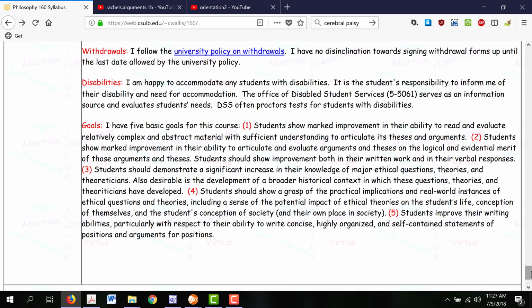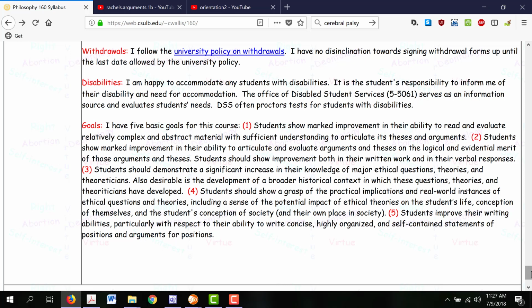The third goal is that I hope that students will demonstrate a significant increase in their knowledge of the major ethical questions, theories, and theoreticians that they get exposed to in this course. So the content of this course is ethics. And so by the end of this course, I hope that you have a relatively broad, somewhat deep knowledge base about ethics. You know about major ethical questions, you know about major ethical theories, you've been exposed to major ethical theorists.